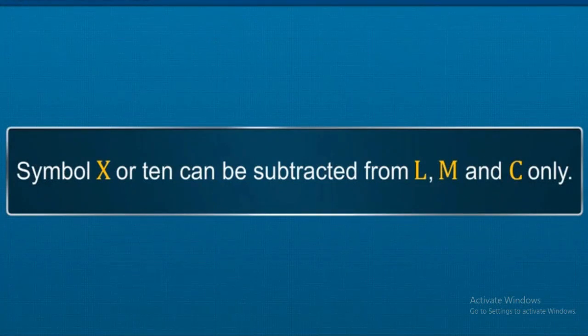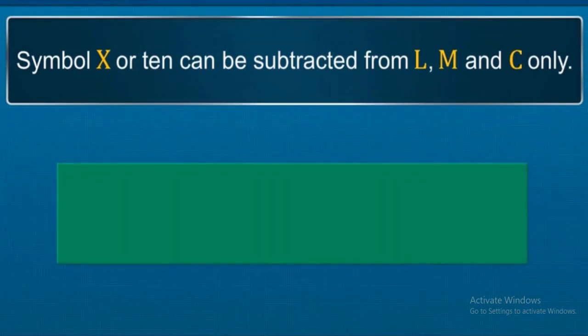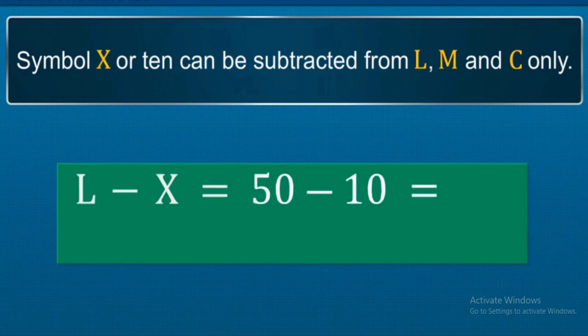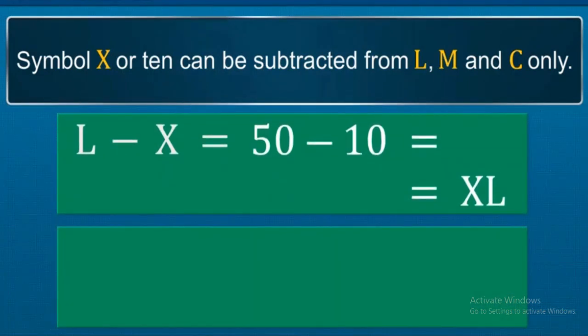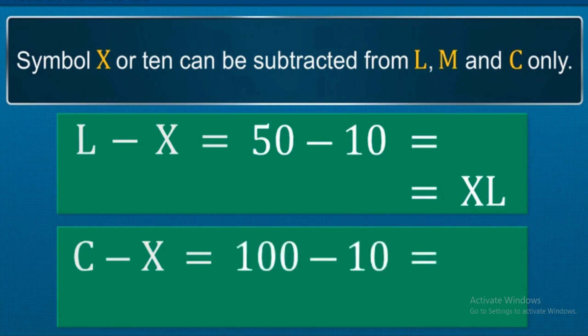Symbol X, or 10, can be subtracted from L, M, and C only. For example, letter X is subtracted from the letter L to arrive at 40, which is represented by XL. Similarly, the letter X is subtracted from the letter C, which stands for 100, to arrive at XC, which is 90.